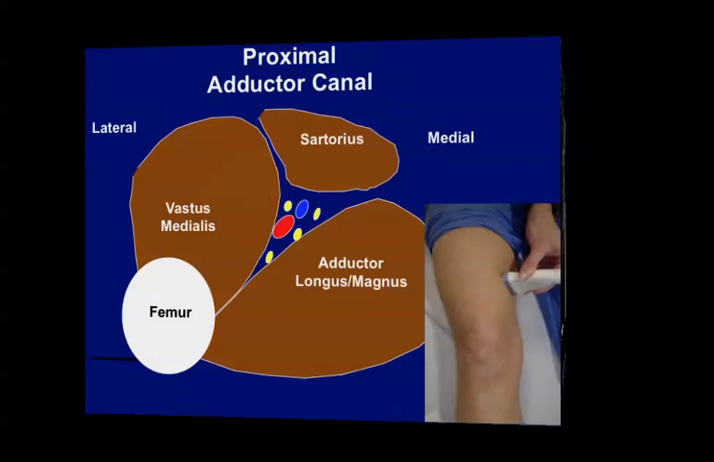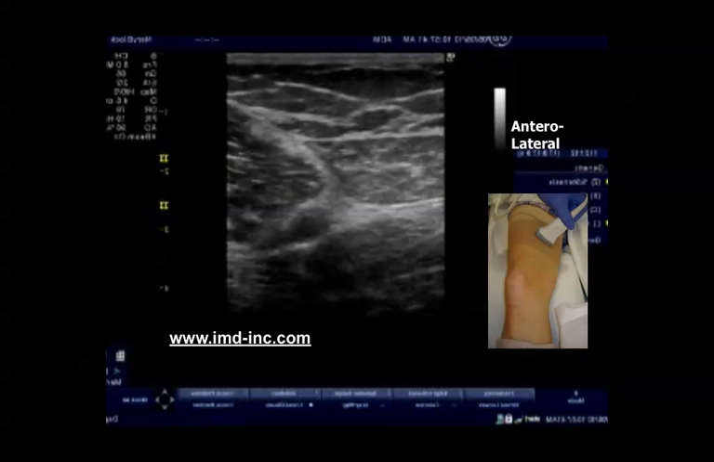For this reason, it may be beneficial to block the adductor canal a bit lower where we do not have to worry about encountering the femoral artery. Now what we see here on the right is the position of the transducer on the inner aspect of the right thigh at a level where we see sartorius, vastus medialis, and the femoral artery here. These are the adductor muscles.